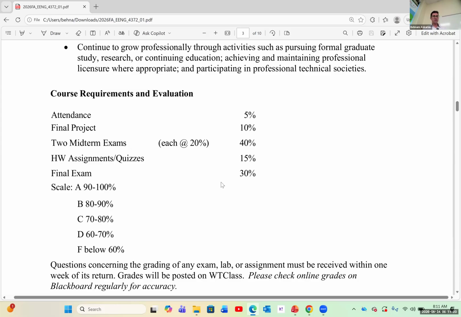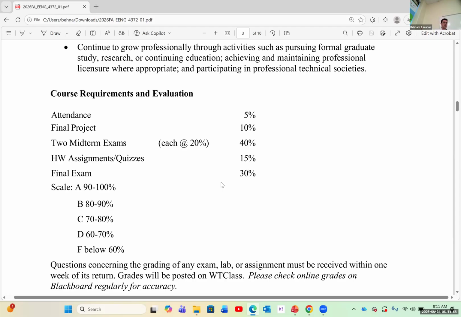We're going to have 2 midterms. Each midterm is going to be 20%, so 40% on midterms. Homework assignments and quizzes, which is mainly homework, is going to be 15%. By the way, for the attendance of online students, each week that I post the videos, there's going to be a quiz. They have 1 week to take the quiz, and that's going to be their attendance. And for you, it's going to be an in-person quiz. And the final exam is going to be 30%.